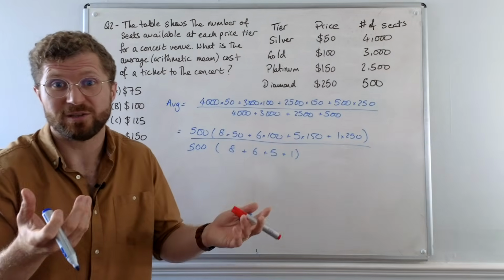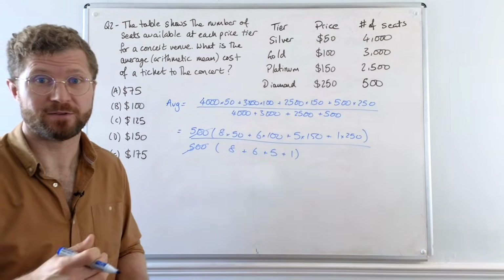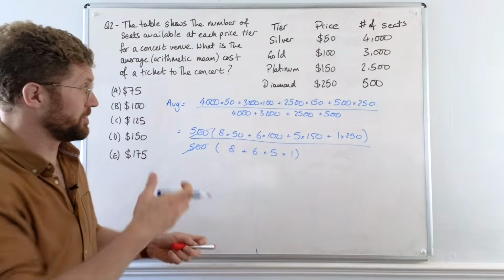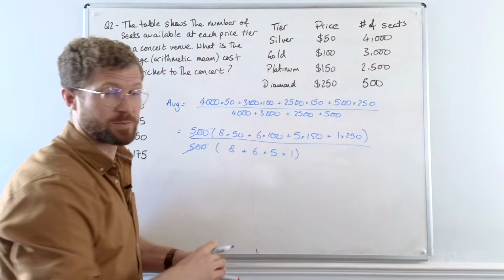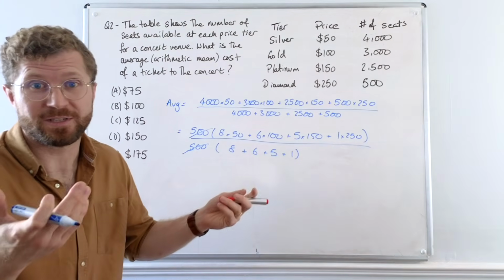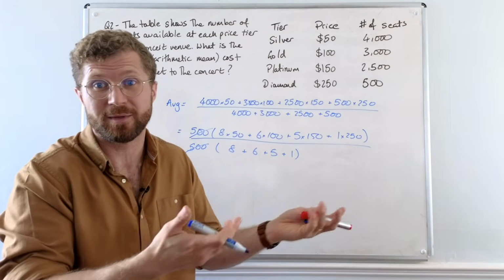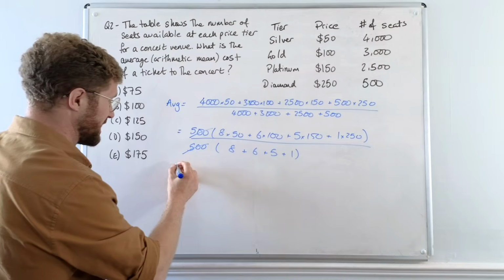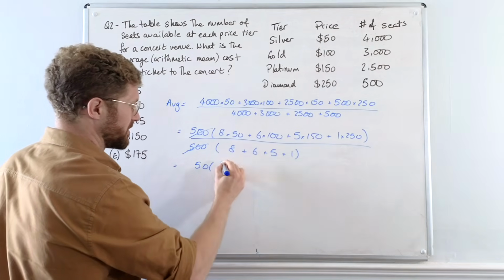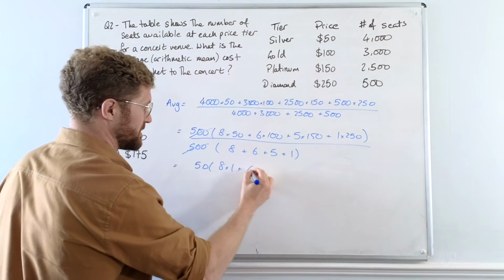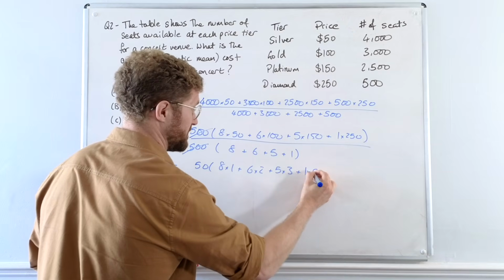Right, so I think things are looking a bit nicer here, and yeah, we can go ahead and cancel the 500s. Then what I could do again, bottom line, I'm just going to add these numbers up, but top line, we've got multiples of 50 here. You might not need to do it at this stage, but maybe in a different question it's going to be a bit tougher, and we can keep factoring things out. So top line, let's factor out a 50 here. So I've got 8 times 1 plus 6 times 2 plus 5 times 3 plus 1 times 5.